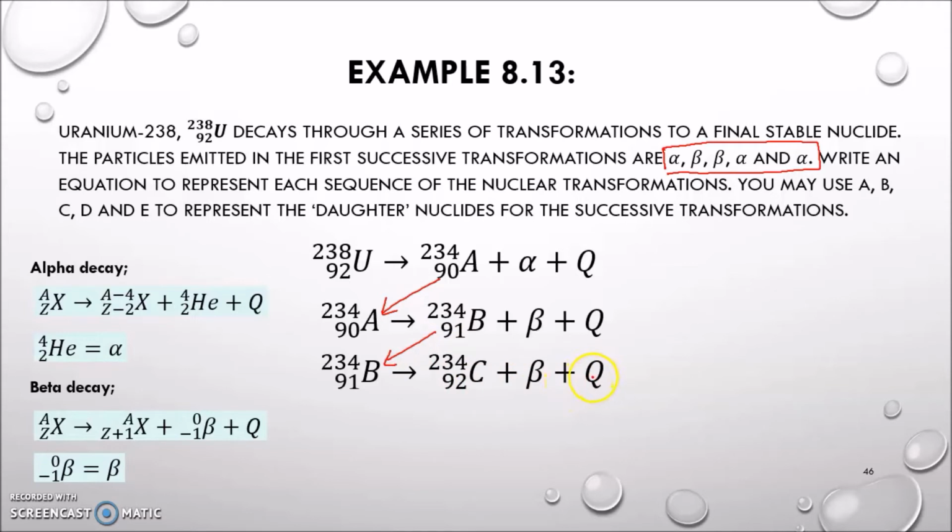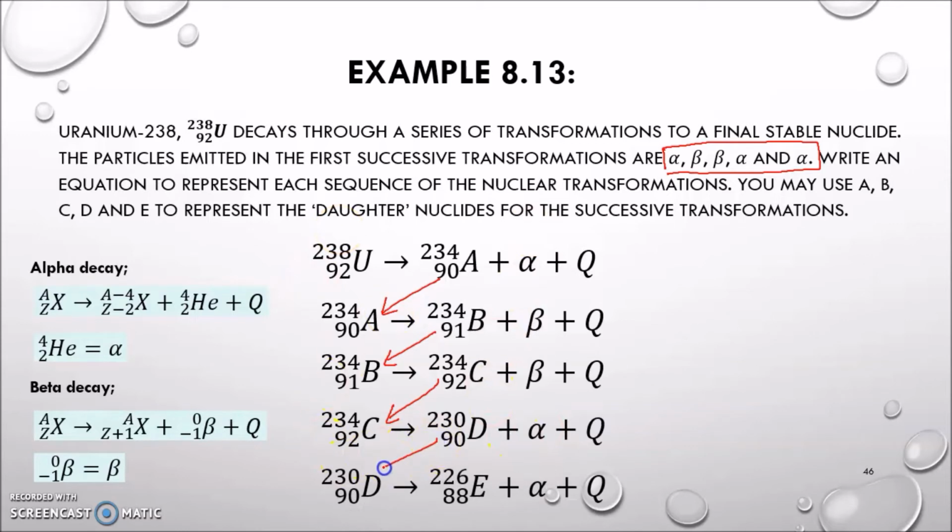the energy. And the process continues with element C will undergo alpha decay to produce element D plus alpha particles plus the energy. And the last one will be element D will undergo alpha decay and it will produce the element E plus alpha particles plus energy. So the use of A, B, C, D, and E is just to represent the new element or the daughter nuclides for each decay process.